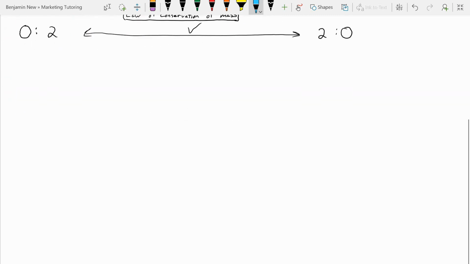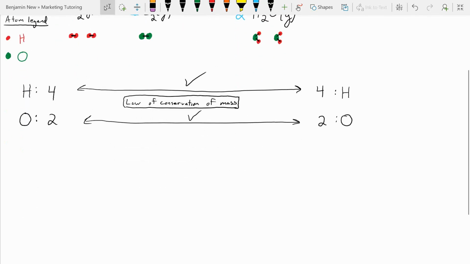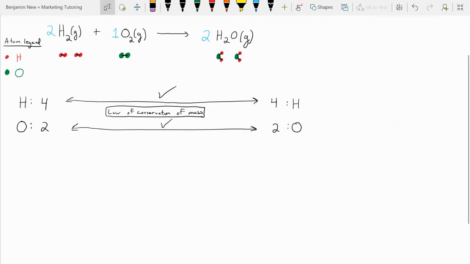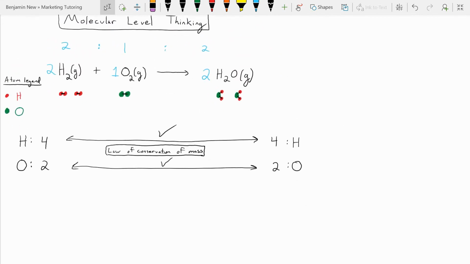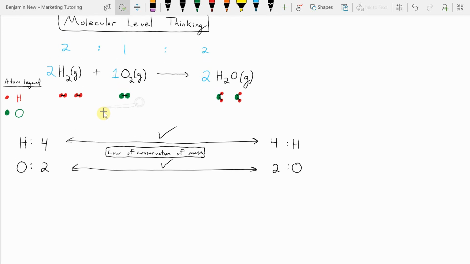Okay? So now lastly, we're going to talk about just a simple representation of what this chemical reaction would look like. And this is just a continuation of this molecular level thinking. So let's go ahead and copy paste what we have here.